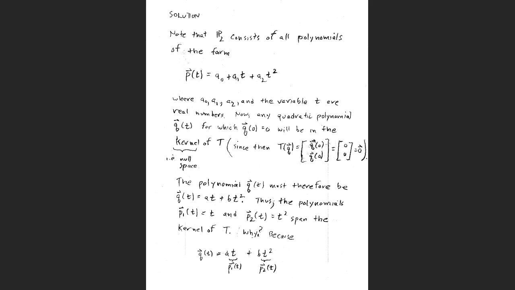Okay. So right off the bat, right from the beginning, I like to describe my polynomial space, P2. It would consist of all polynomials of second degree. It's the space of second degree polynomials.